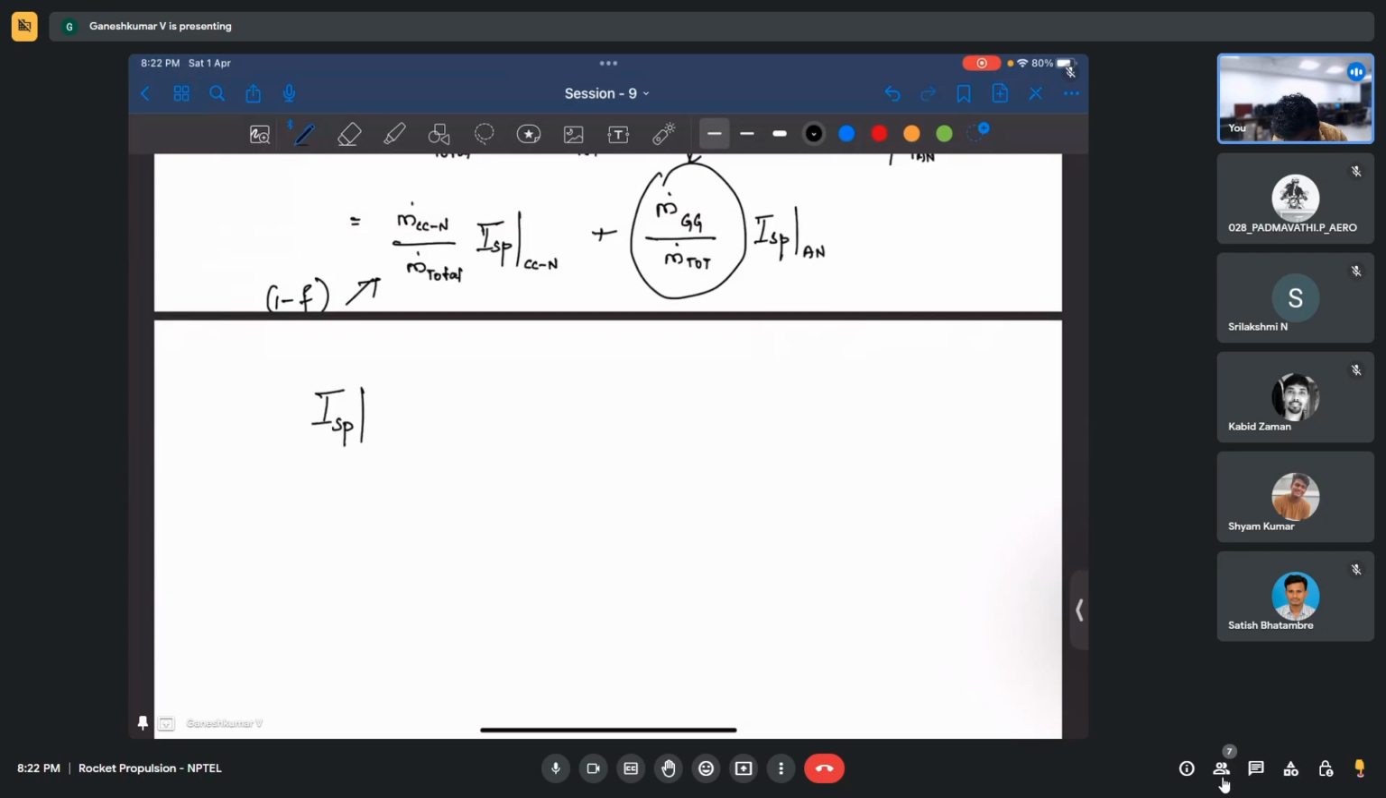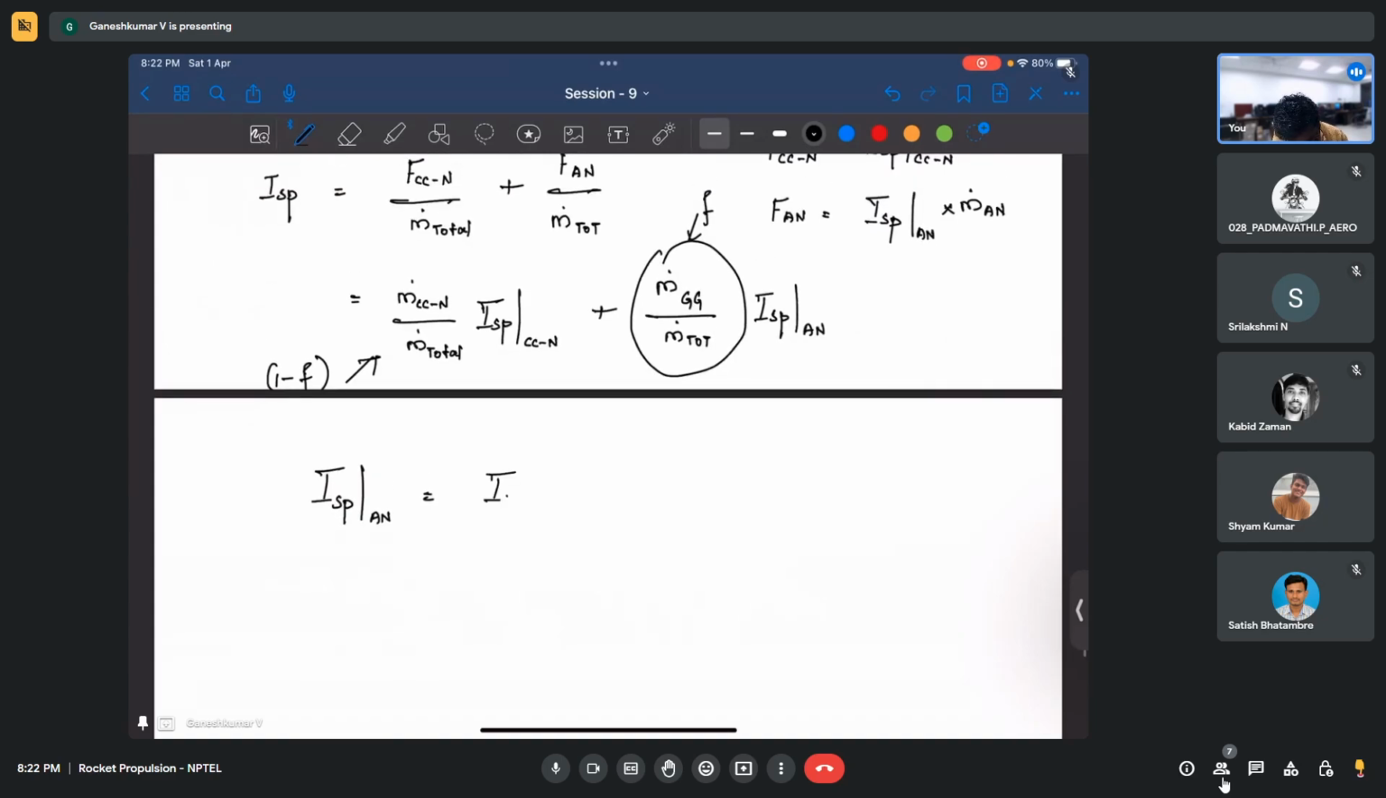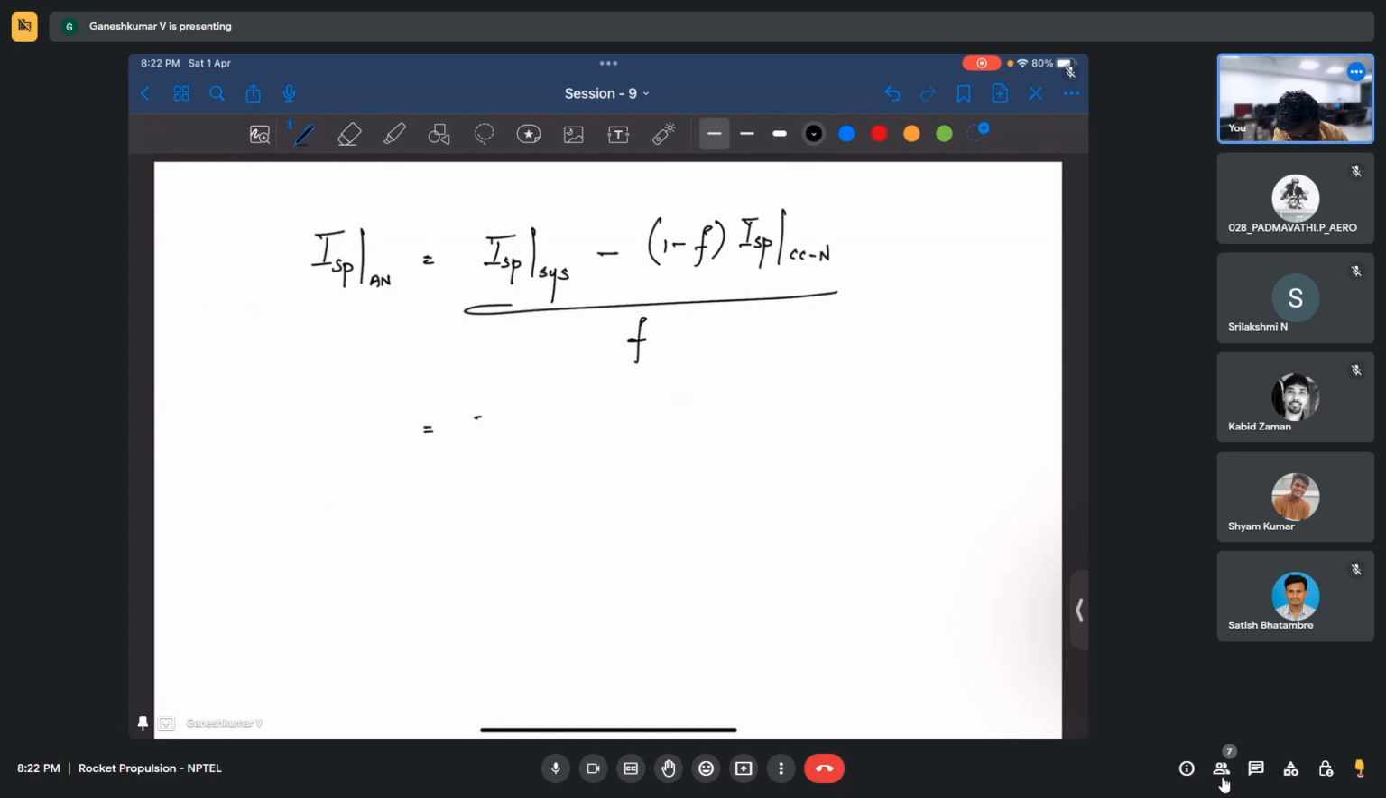So what we need to know here is the auxiliary nozzle's ISP, which is going to be ISP of the total system minus 1 minus F of ISP of the main combustion chamber nozzle, divided by F, that the F comes down. Okay, so let's substitute it here. 3000 minus 0.015 times combustion chamber. Oh, sorry, this is 3000. This is not 3000. This is 2950.